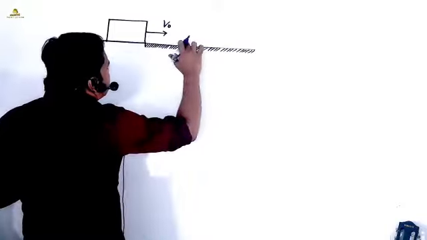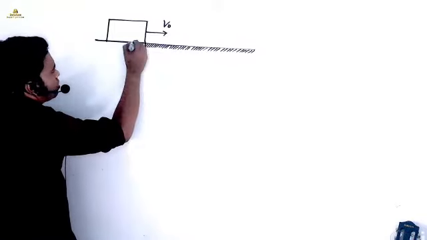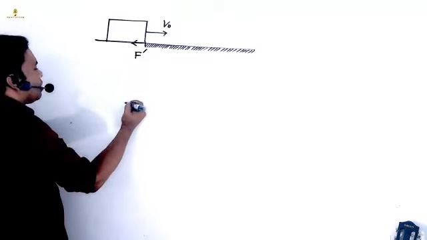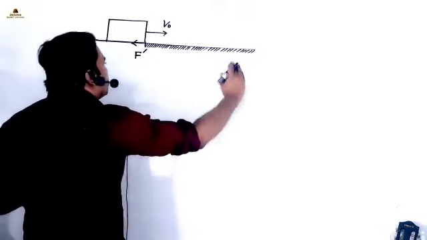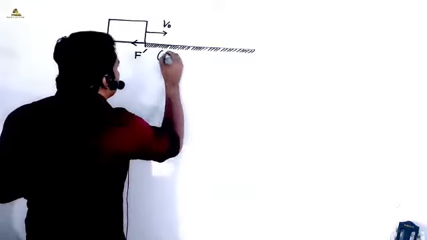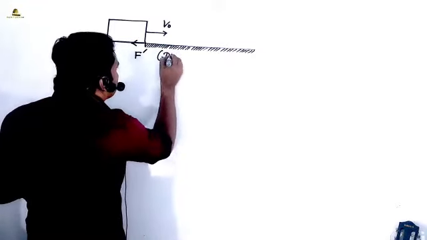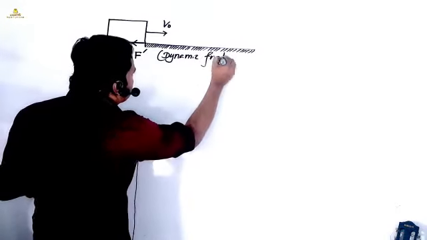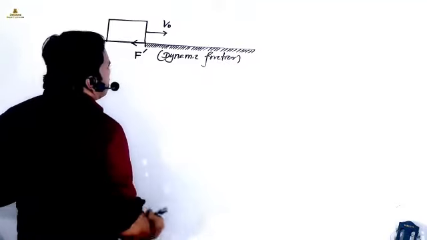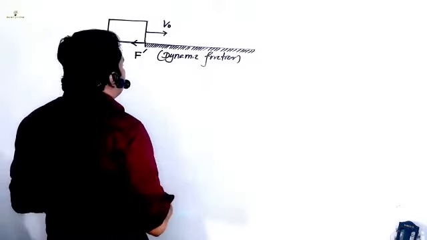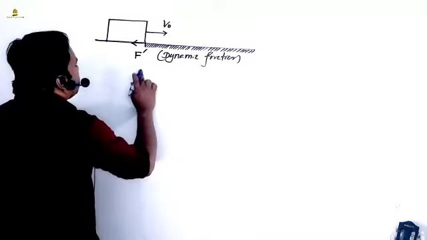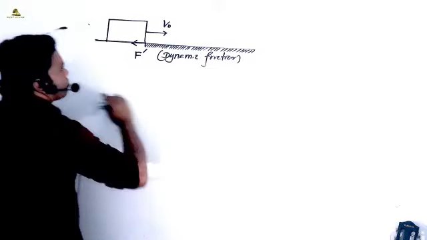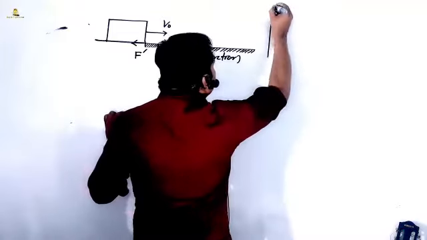Due to this object moving to the rough surface, frictional force F dash is exerting on it. As this friction is under motion, we call it dynamic friction. So you have to calculate this according to the motion description given in this VT graph.